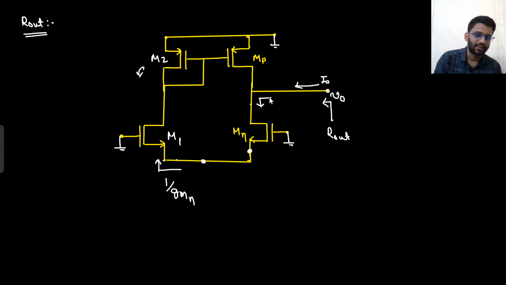Now I am looking downward. This is the task that I am doing. So looking downward from here, what do you see? Let's just call this Rx. So what do you see as Rx? For Rx, I will make a separate circuit.